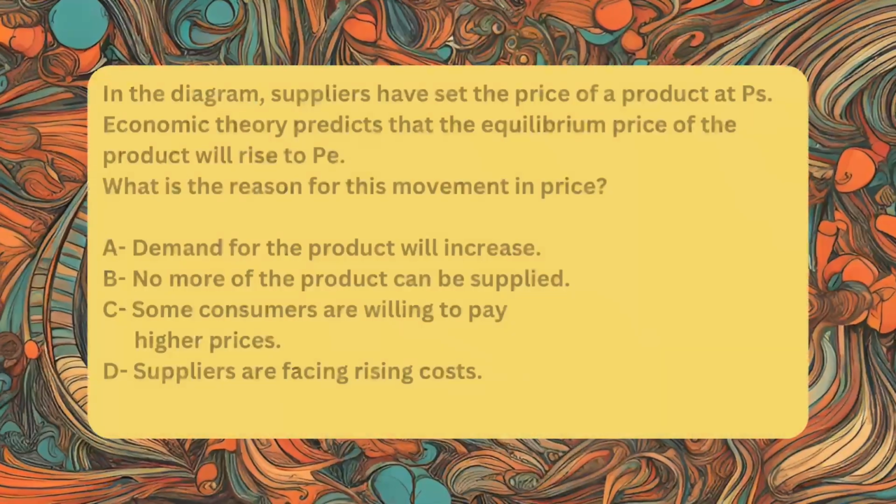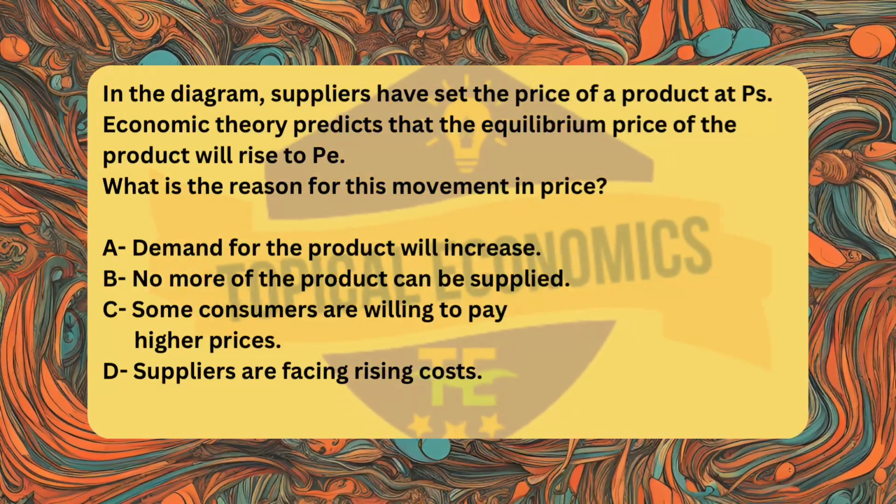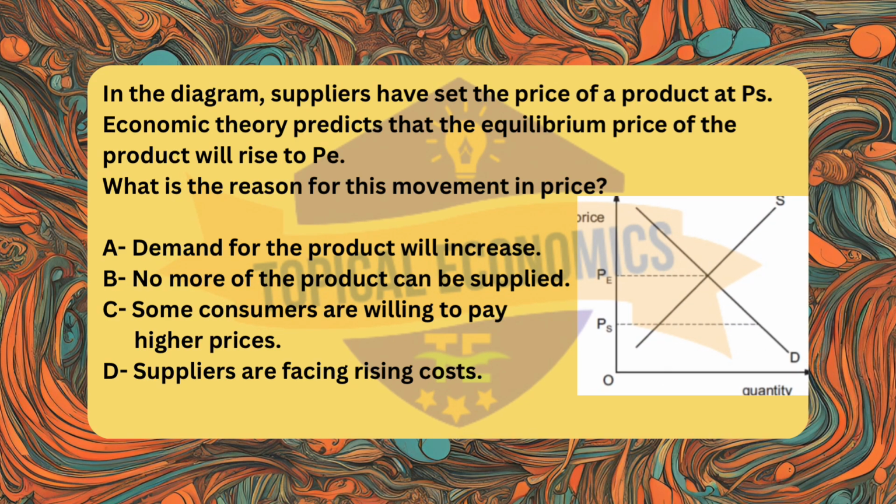Moving to question 9. In the diagram, suppliers have set the price of a product at PS. Economic theory predicts that the equilibrium price of the product will rise to PE. What is the reason for this movement in price? A. Demand for the product will increase. B. No more of the product can be supplied. C. Some consumers are willing to pay higher prices. D. Suppliers are facing rising costs. This question is from year 2018 May-June version 1. The correct answer for this question is option C.